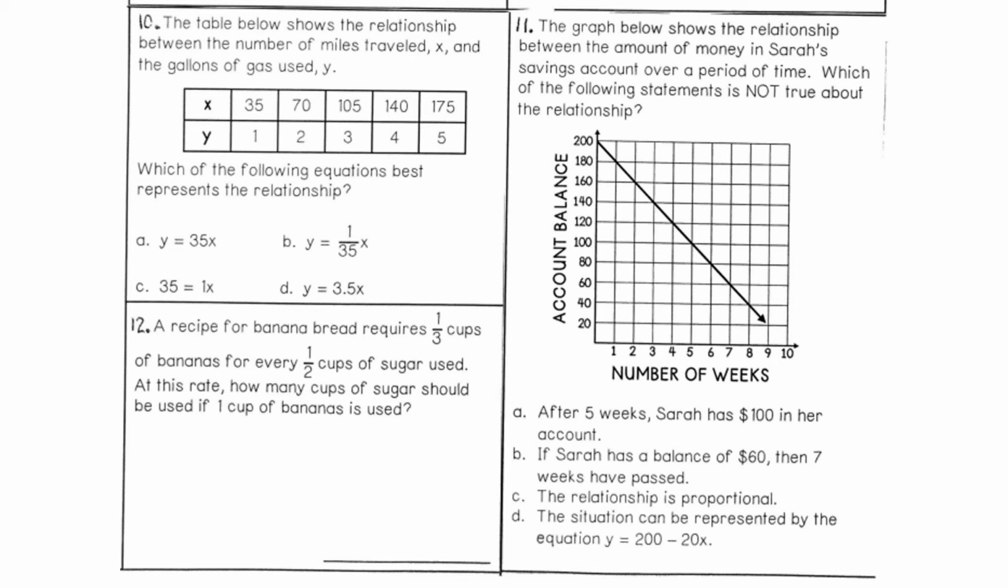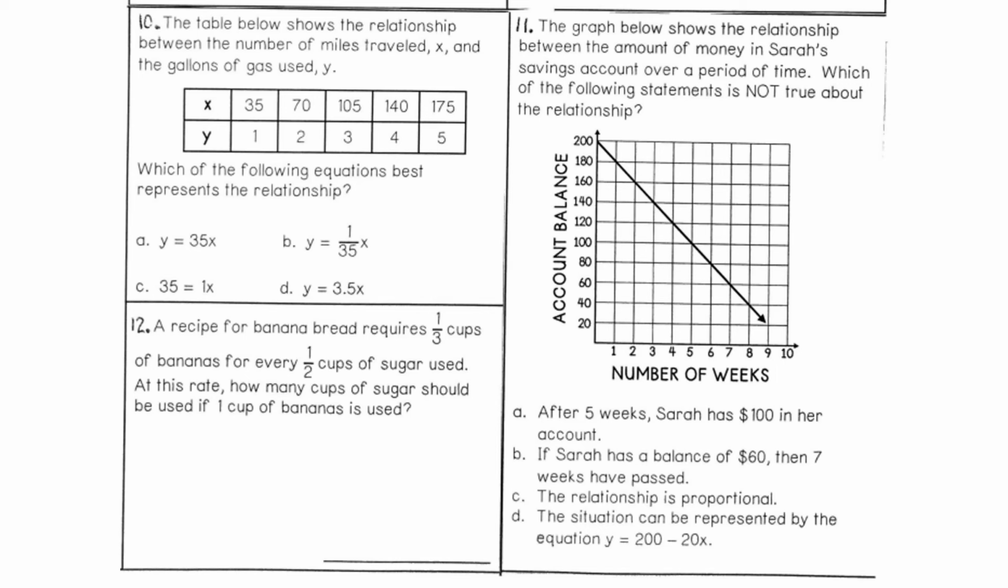Number 10, the table below shows the relationship between the number of miles traveled, x, and the gallons of gas used, y. Number 11, the graph below shows the relationship between the amount of money in Sarah's savings account over a period of time. Which of the following statements is not true about the relationship? Your graph shows number of weeks on the x-axis, account balance on the y-axis.